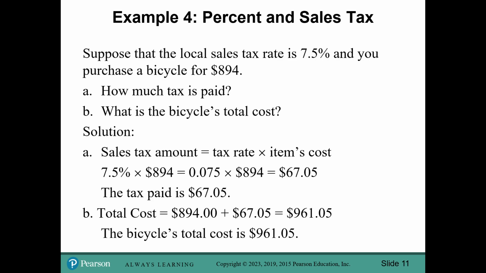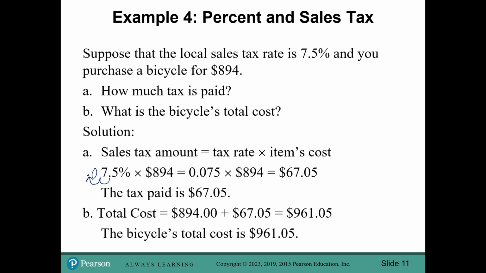Well, let's solve for the sales tax amount. That way we can determine how much tax is paid. Now we know the sales tax amount is the tax rate times the item's cost. The tax rate here is 7.5%, so we need to multiply that by 894. Now the thing is, you don't multiply percentages. We need to convert that percent into a decimal. So we need to convert 7.5% into a decimal, so we need to move our decimal place 2 places to the left. So 7.5% converts into 0.075.